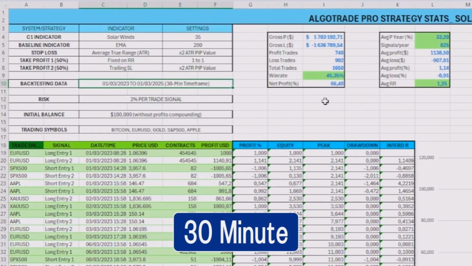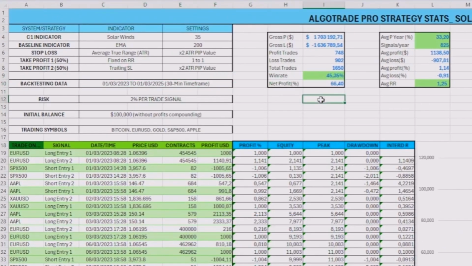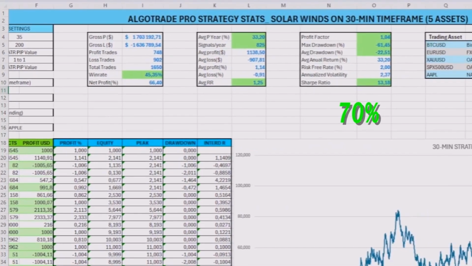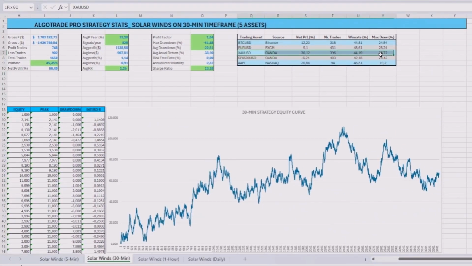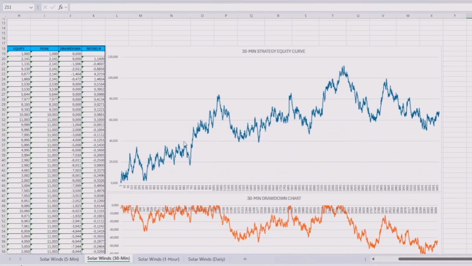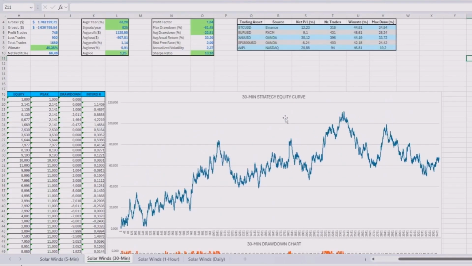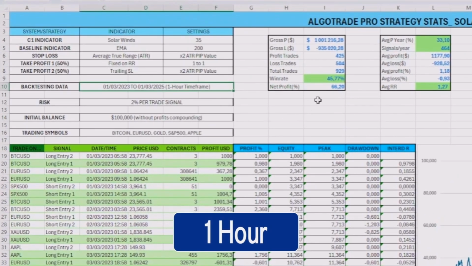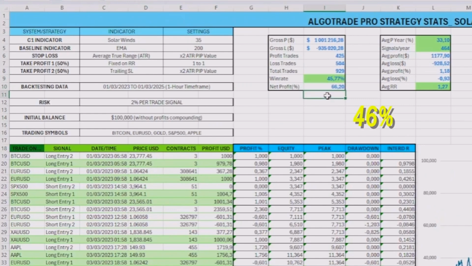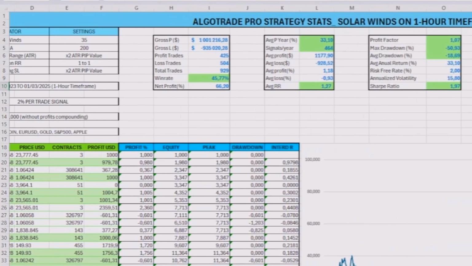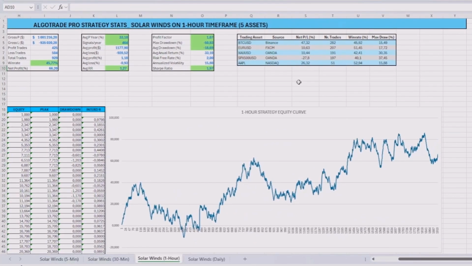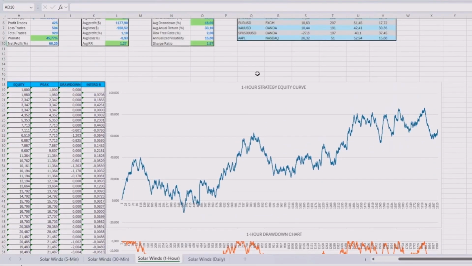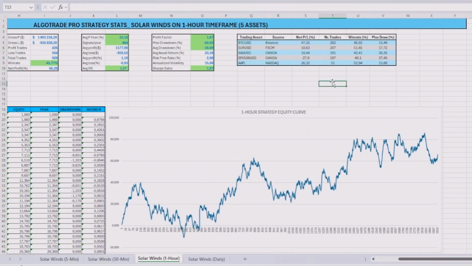Moving to the 30-minute timeframe, the results improved significantly. The win rate remained at 45%, but the profit jumped to nearly 70%, with gold leading among the assets. The equity curve had an upward trend, though with some drawdowns averaging 22%. Then, on the 1-hour chart, the performance remained solid, a 46% win rate and a 66% profit, with smoother drawdowns and Bitcoin once again being the top performer.